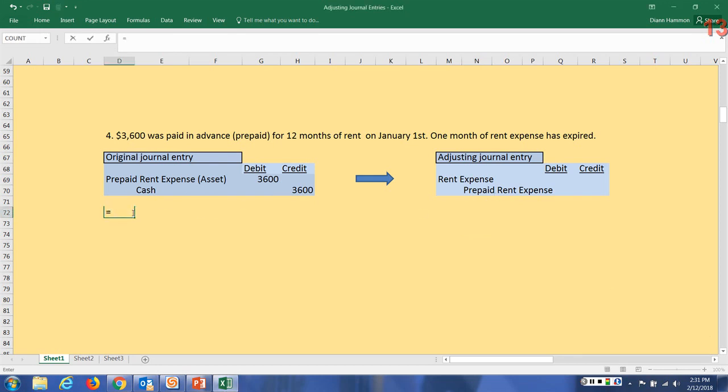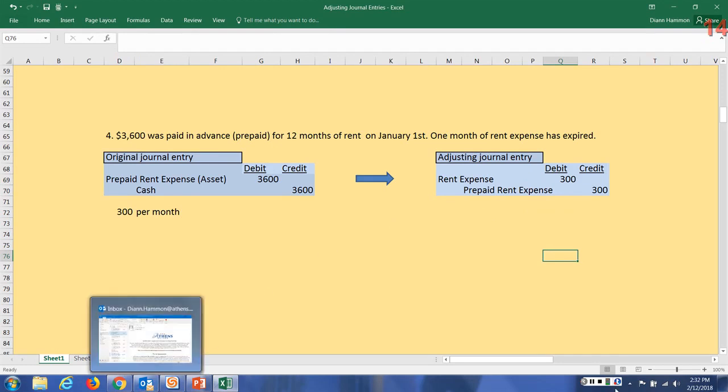Okay, so to get that, we can actually use Excel since I'm in Excel. So we have $3,600 total, and it is for 12 months of rent. So notice in the formula bar and on the screen, I'm going to say equals the $3,600 divided by 12 months. So that means $300 for each month, right? So $300 per month, and then we're told that only 1 month has expired. So we're going to record rent expense $300, and we're going to decrease the prepaid rent by the same $300. So that would be your adjusting entry to make for this type of scenario.